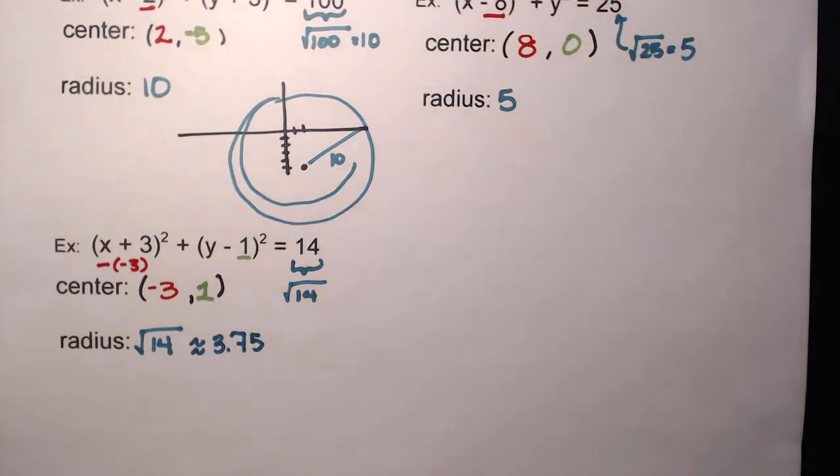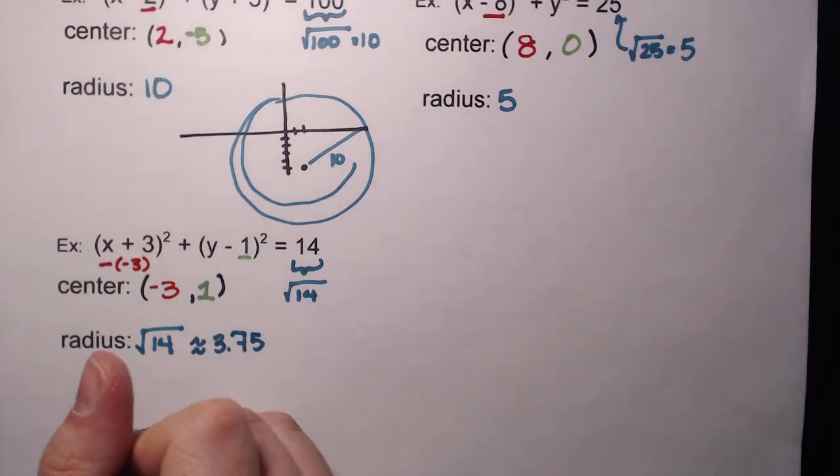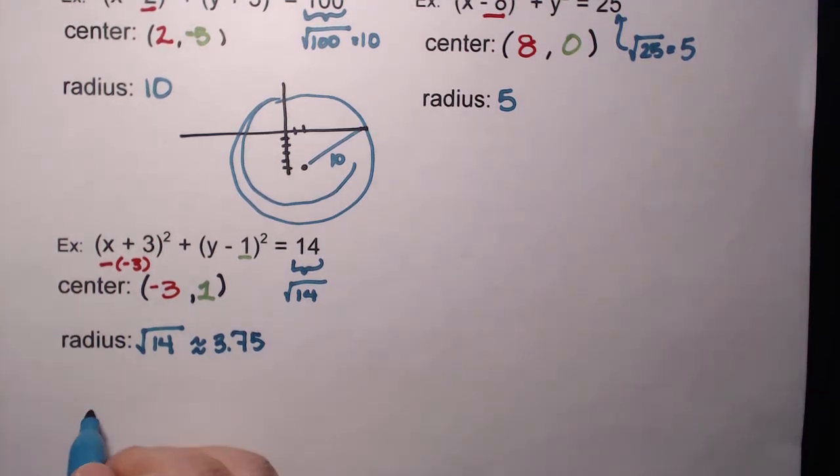That might be good to know. And that makes sense because if I thought about square roots that I do know, I know the square root of 9 is 3, and the square root of 16 is 4, and 14 is between 9 and 16, a little bit closer to 16, so it's closer to 4 than it is to 3.